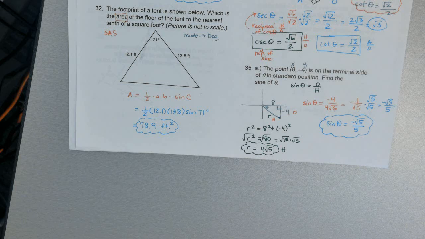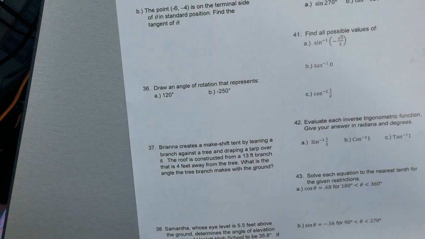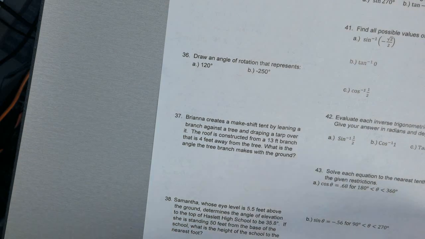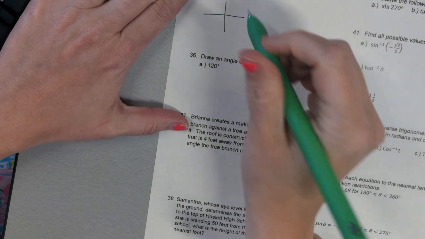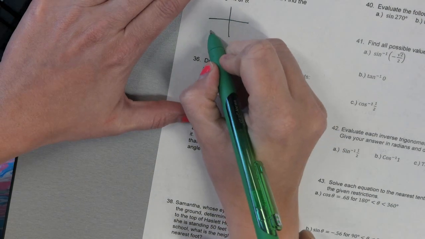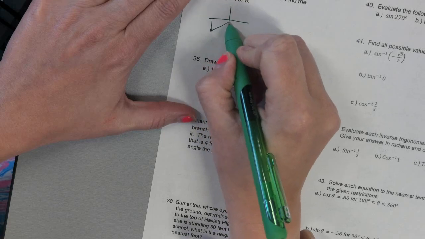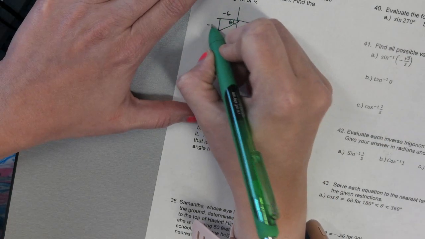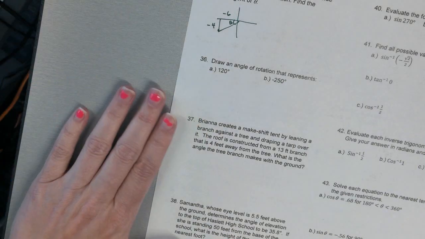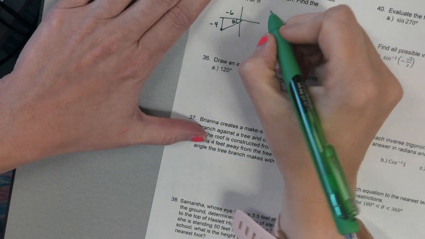So you have a 35A and then 35B is the same process, okay? So if you have the point -6, -4 in standard position, -6 is to the left, -4 is down. So this is where your theta is. So -6, -4, okay? So you are finding the tangent of theta.